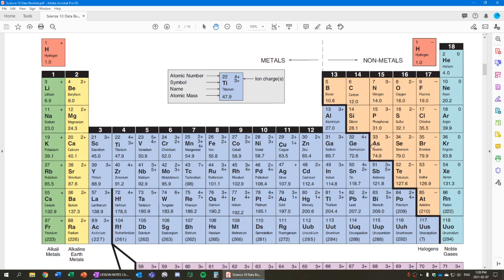Now we see the staircase, and a lot of times you think it's a big change, aluminum to silicon, big change, metal, non-metal. But no, it's actually more of a spectrum. So you're going to have more metallic things on the left side, more non-metallic things on the right side, but it's a spectrum in a sense.